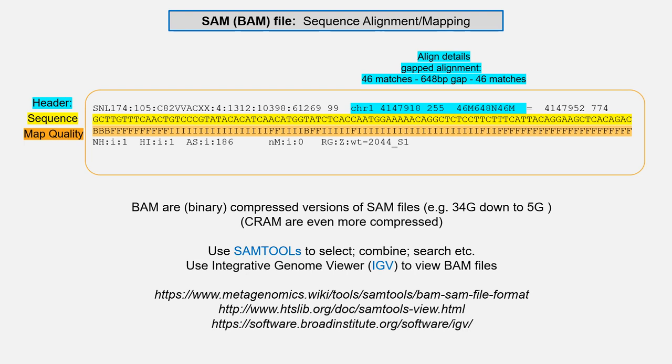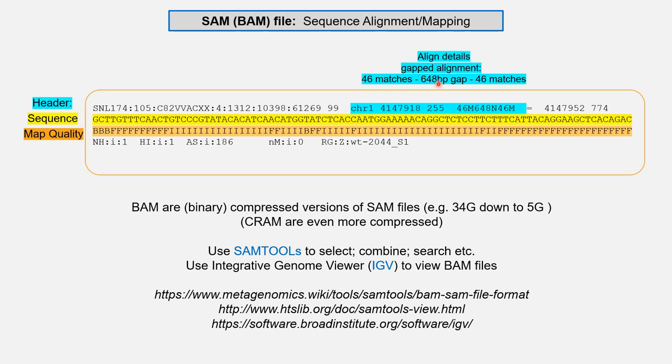This one is showing that the match is to chromosome 1 and to two 46 base pair regions separated by a gap of 648 base pairs. This is likely a read from a cDNA, matching two consecutive exons separated by an intron. There's other information here that we need not discuss now.